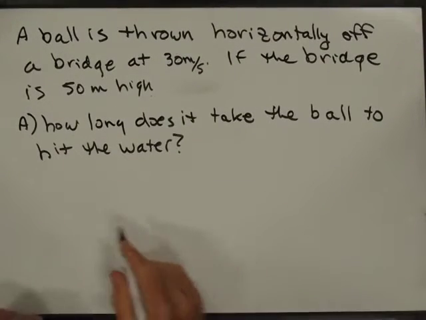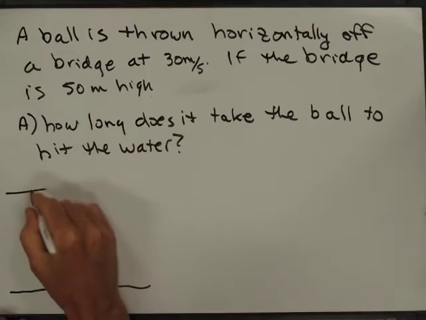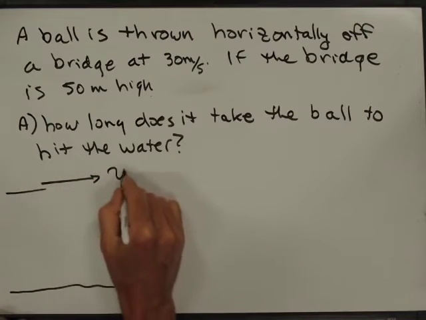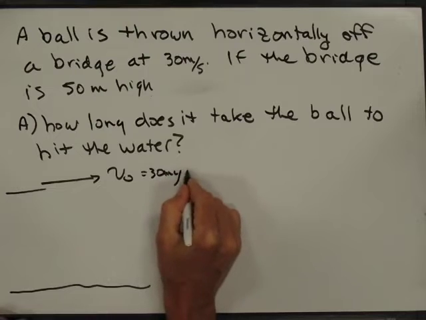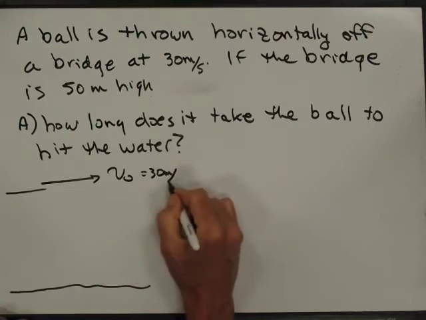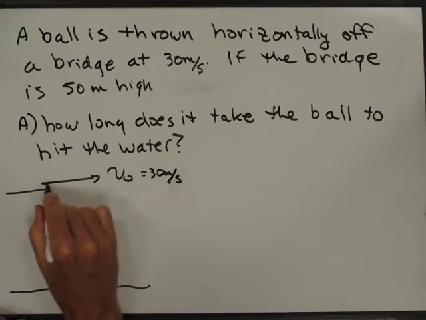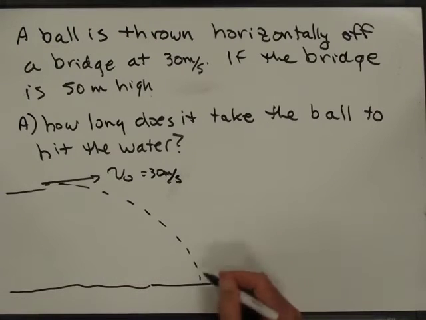So a ball is thrown horizontally off a bridge. Here's the bridge, and here's the water below. The ball is thrown horizontally this way, v naught equals 30 meters per second. And so it does this, and it hits the water. The first question is, how long does it take to get to the water?